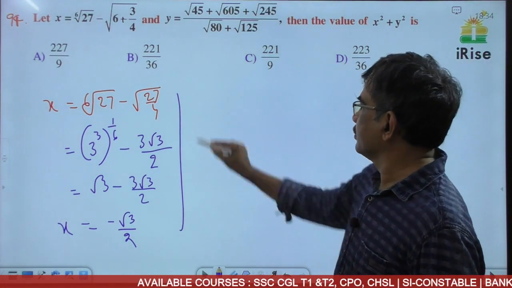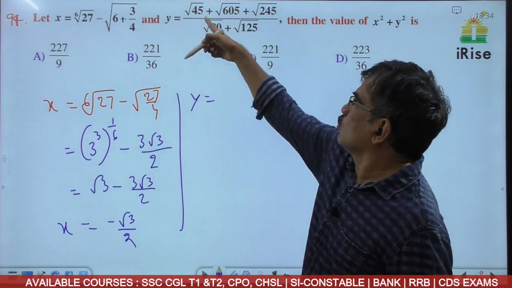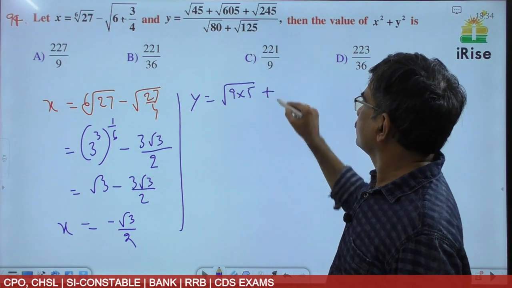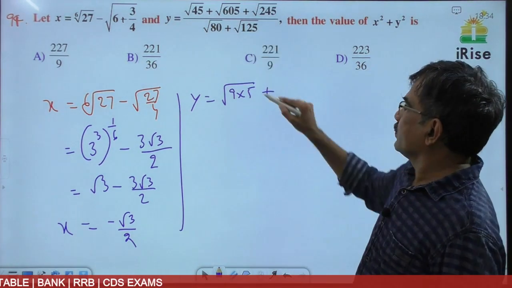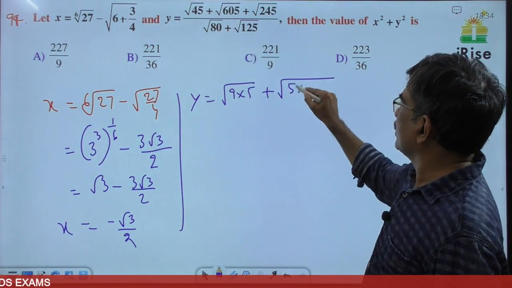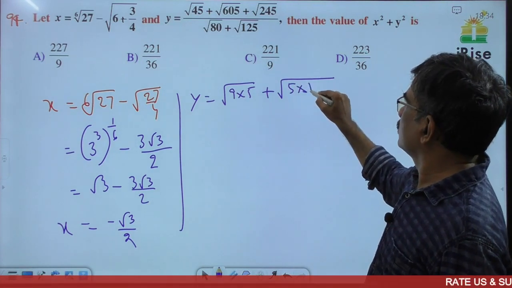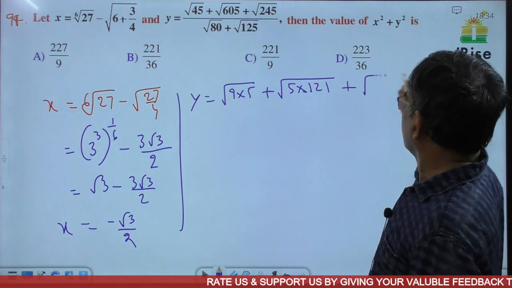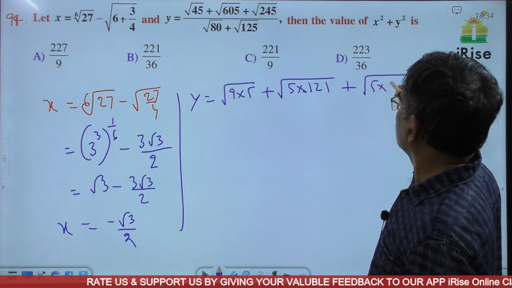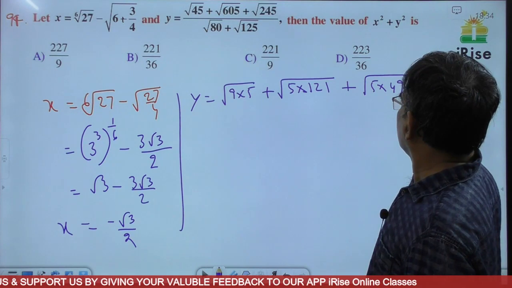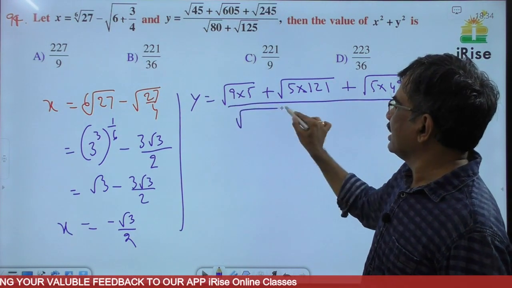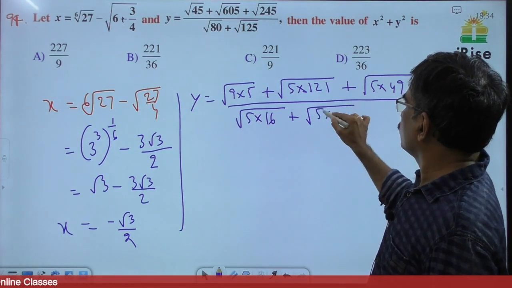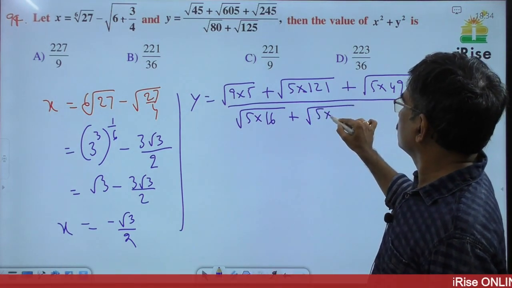Then what is y? Y is equal to root 45 plus root 605 plus root 245 by root 80 plus root 125. Root 45 can be written as root of 9 into 5. Root of 605 can be written as 5 into 121. Root of 245 can be written as 5 into 49. Root 80 can be written as 5 into 16. Very simple. This is 5 into 25.